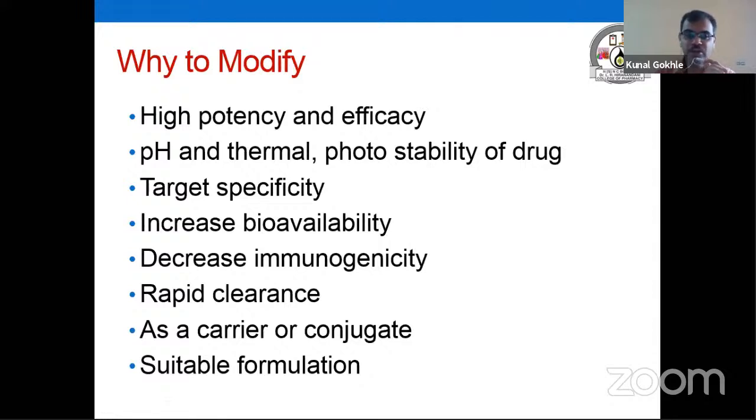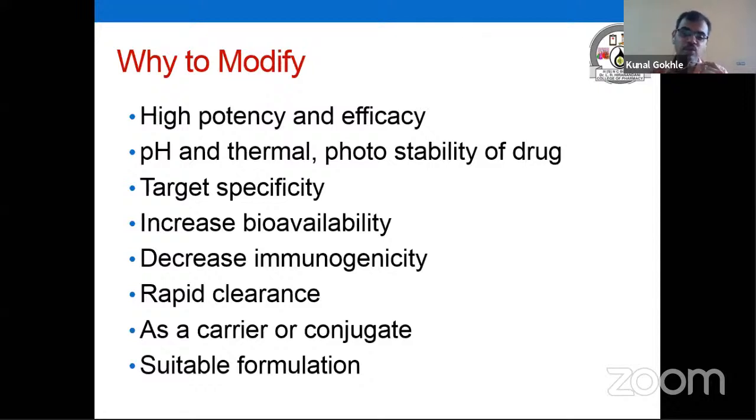If we have a polymer which is very pH sensitive, able to remain stable at one particular pH and able to release the drug at one particular pH, then we can make use of it and solve the problem of release of a drug associated with pH. We can increase the target specificity, and we can also increase the bioavailability. As the polymers themselves are non-immunogenic, by using the polymers we can also decrease the associated immunogenicity.